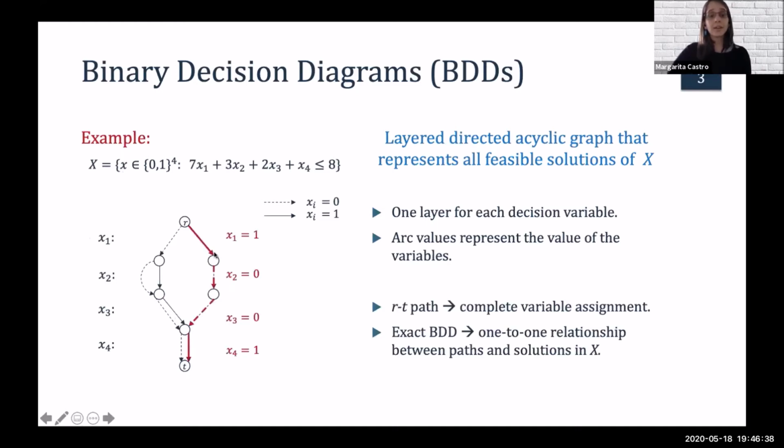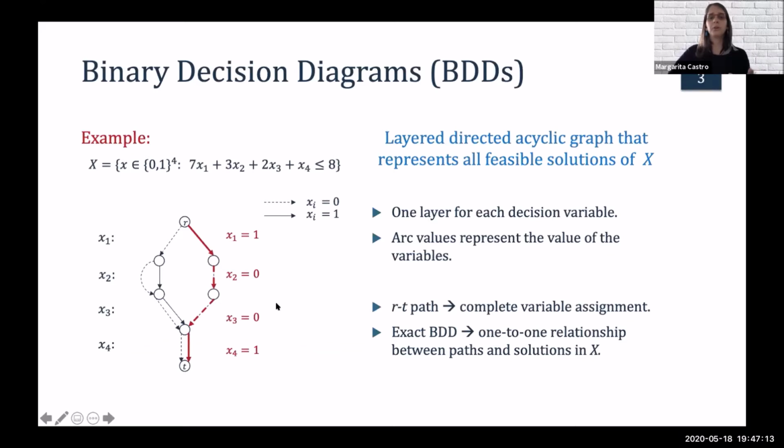If we take any path from the root node to the terminal node, it will give us a complete variable assignment. For instance, here we have x1 equal to 0, x1 equal to 1, x2 equal to 0, and so on. We say that we have an exact BDD for a specific set X if there's a one-to-one relationship between all the paths here and the solutions for this problem. So in this case, we actually have an exact BDD for this knapsack constraint.